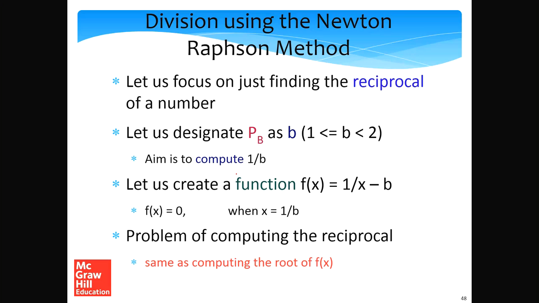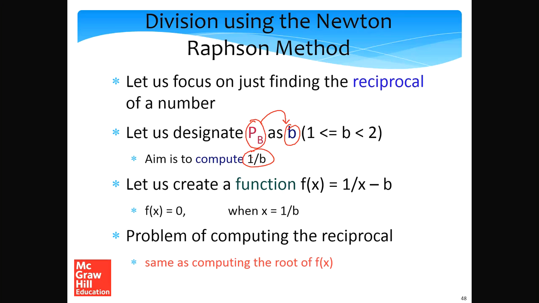Alright, so let us now use a slightly different kind of method to find the reciprocal of PB, a different method called the Newton-Raphson method. So Newton-Raphson and Goldschmidt are similar methods, but let's at least for the sake of it learn a new method. So given any number, let's try to find the reciprocal of the number. So let us designate PB as a generic number B, where B is of the same range, 1 is less than or equal to B, which is less than 2. So the aim is to compute 1 by B.